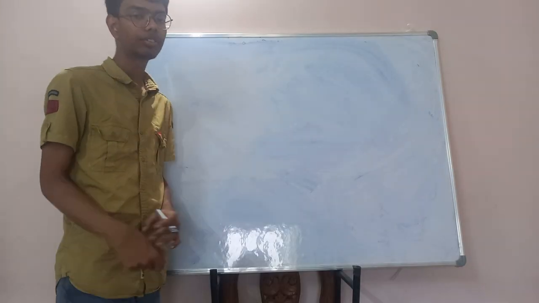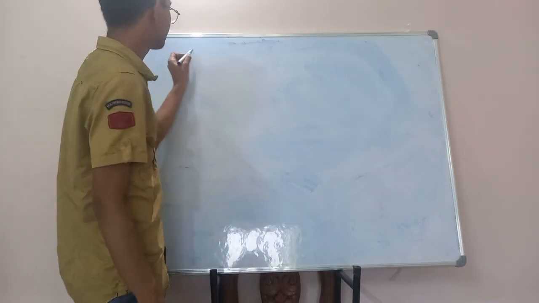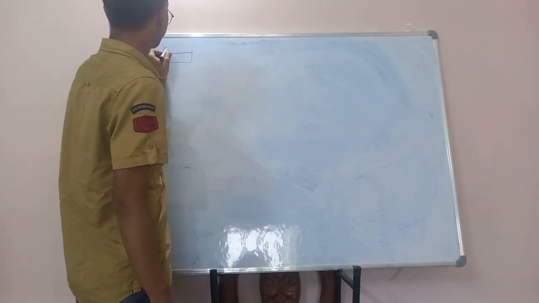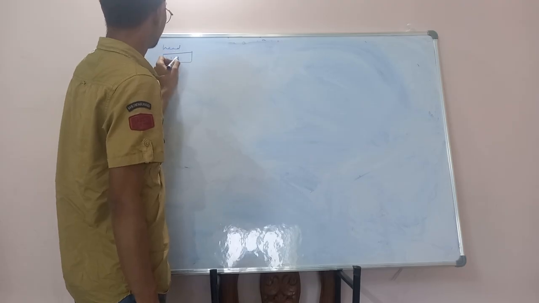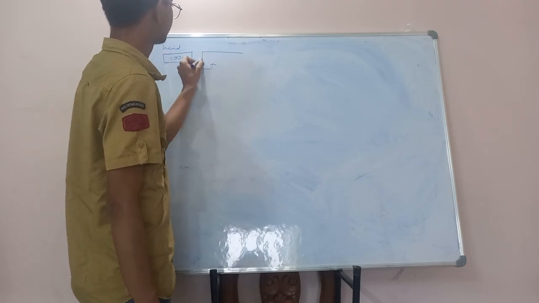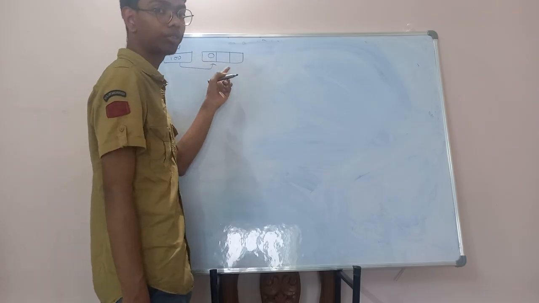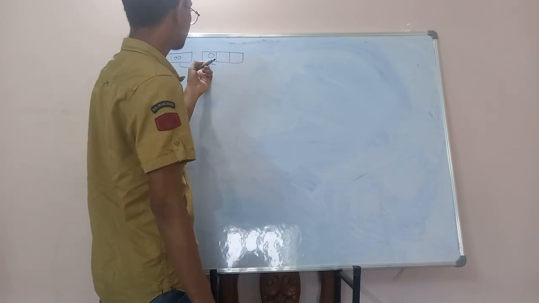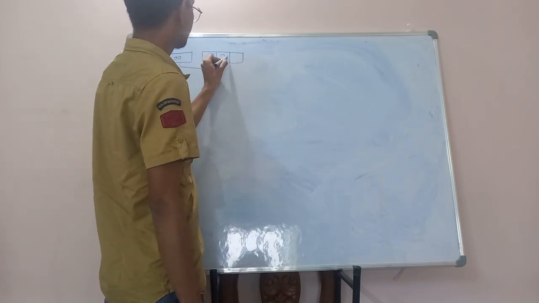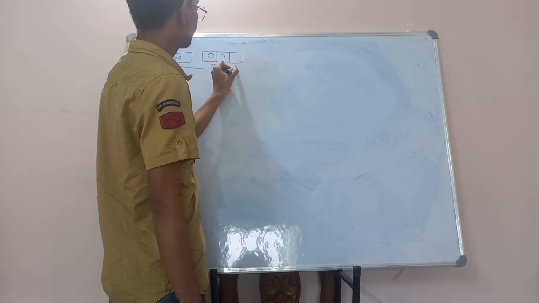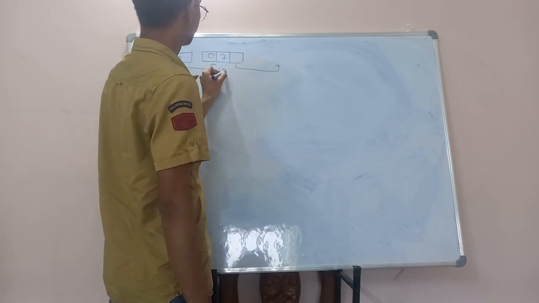In this video, we will be discussing how to reverse a doubly linked list. Suppose I have a head pointing to the first node. This is null. The previous part of the first node is null. Suppose it has data 7 and it is pointing to the next node.